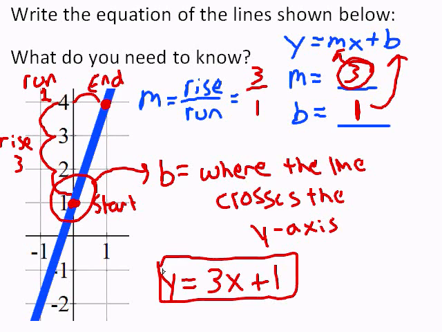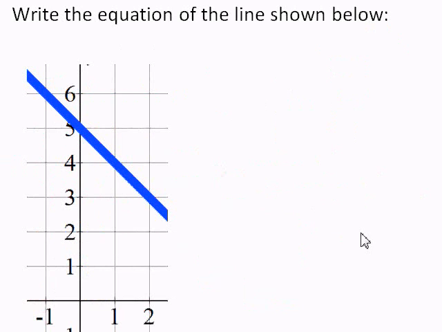Again, to find the equation of a line from a graph, we had to use rise over run to find our m, and we had to find where the line crossed the y-axis to find our b. Go ahead and try to write the equation of the line shown in this graph on your own, pressing pause, and when you're ready to see the answer, please press play.